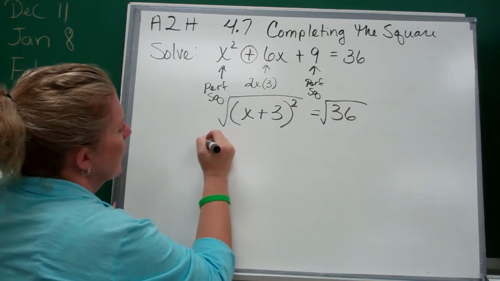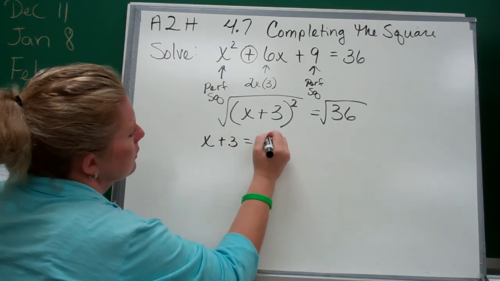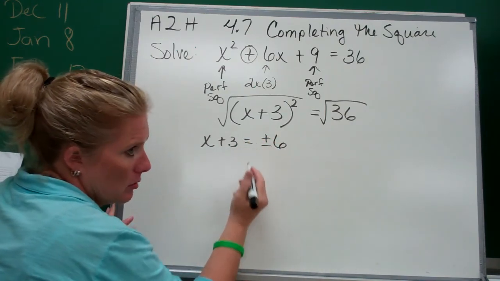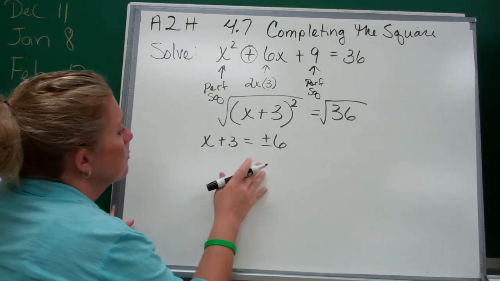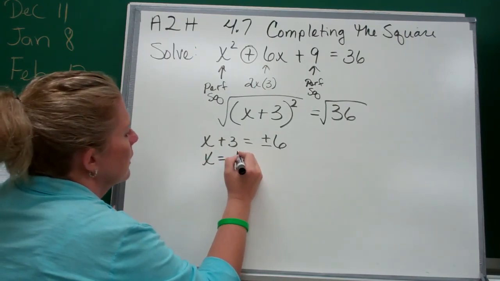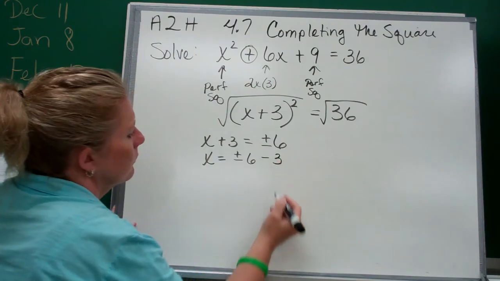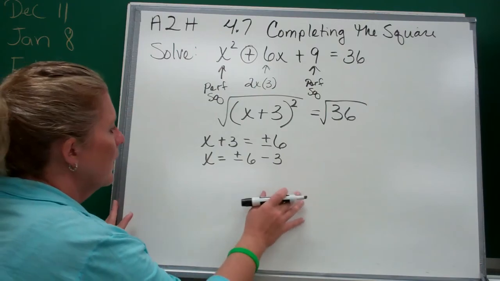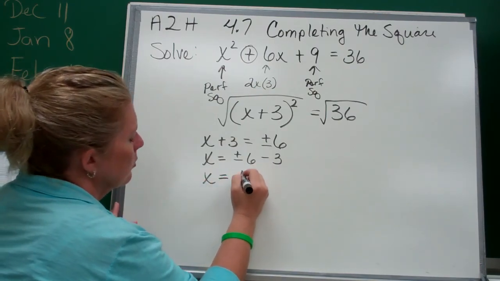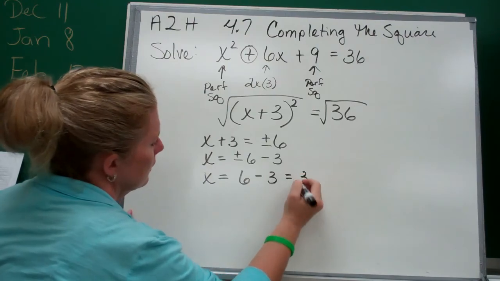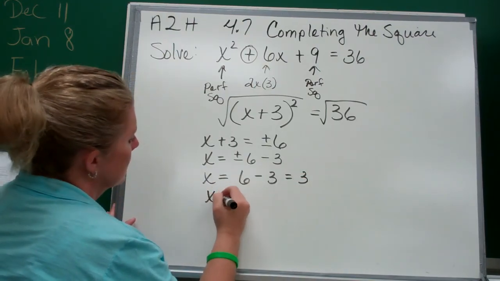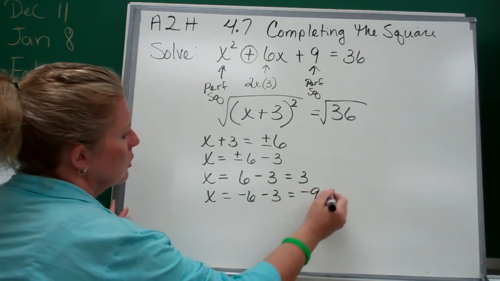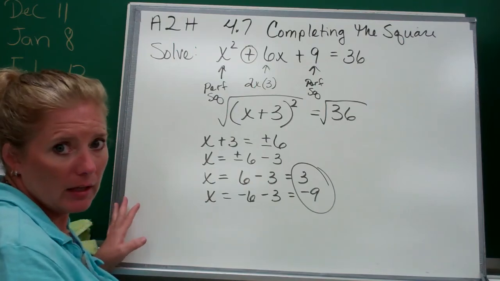When you do that, we're going to get x plus 3 equals plus or minus the square root of 36, which is 6. Don't forget that plus or minus. Then we're going to subtract 3. So x equals plus or minus 6 minus 3. Now, in this case, don't you dare leave your answer like that. Simplify it out. This means x equals 6 minus 3, which is 3, and or x equals negative 6 minus 3, which is negative 9. So we've got two solutions, 3 and negative 9.